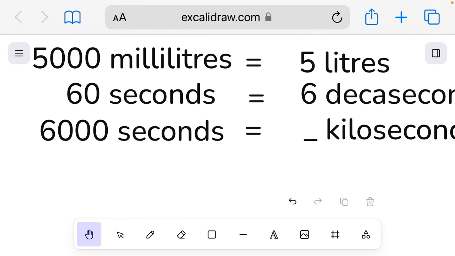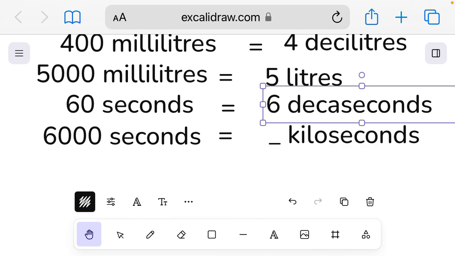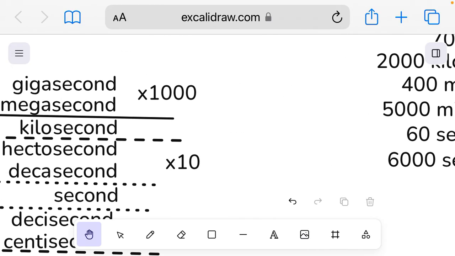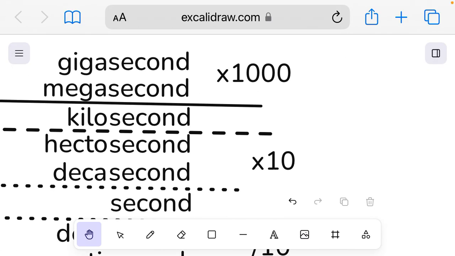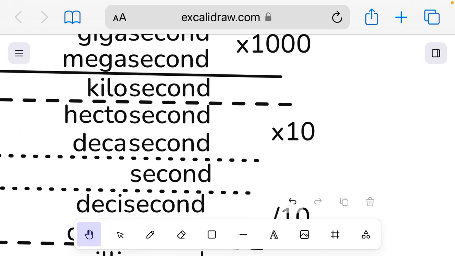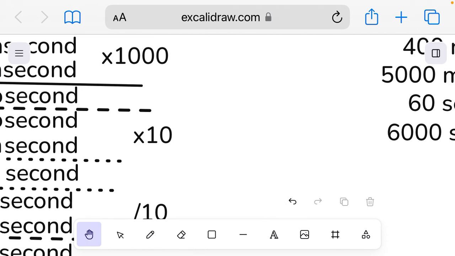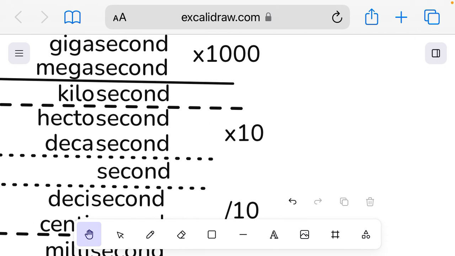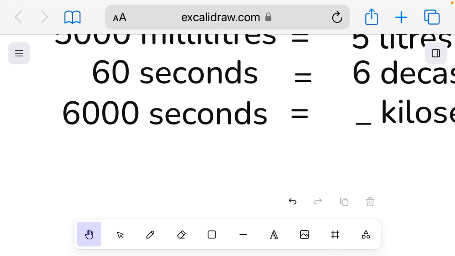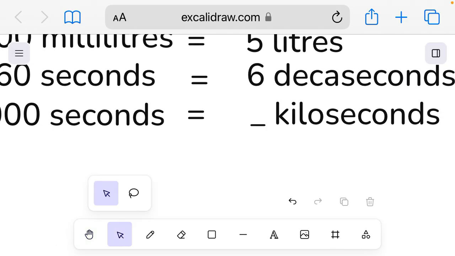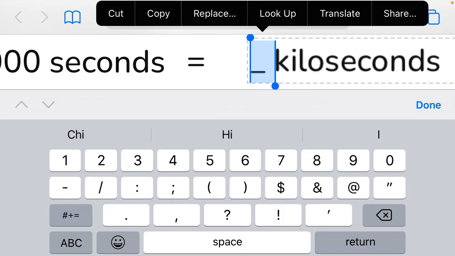Now, on to the final question. We have 6,000 seconds, and we need to convert it to kiloseconds. Well, you already seen it. Kilo means a thousand times larger than the base. So therefore, 1 kilosecond equals 1,000 seconds. 6,000 seconds is 6 kiloseconds.